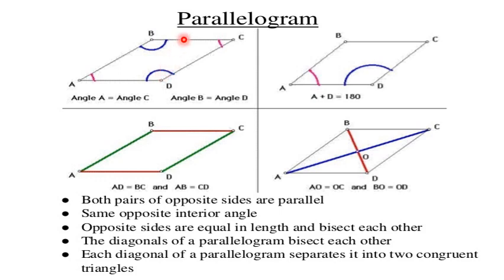Already you studied. Opposite sides are equal and parallel to each other. That means BC is parallel to AD and BC is equal to AD. Similarly, AB is parallel to CD and AB is equal to CD.